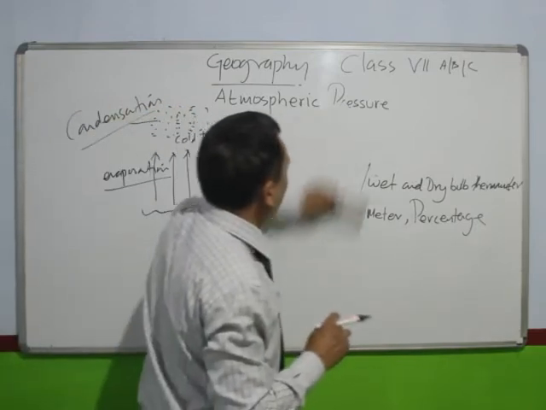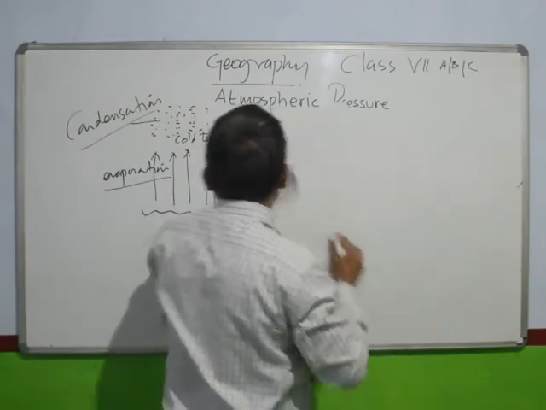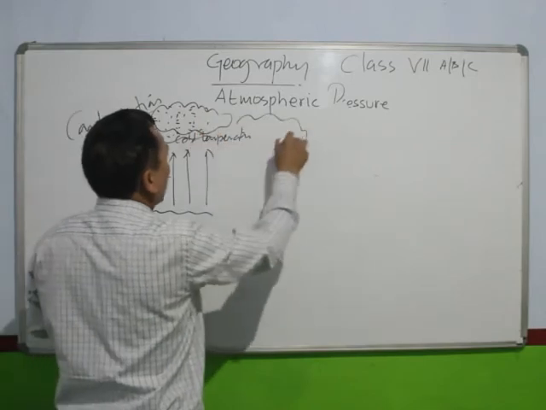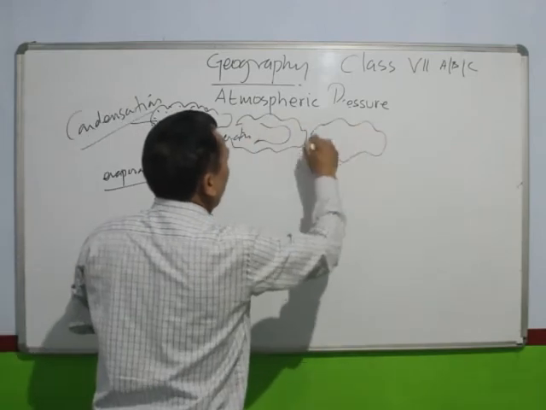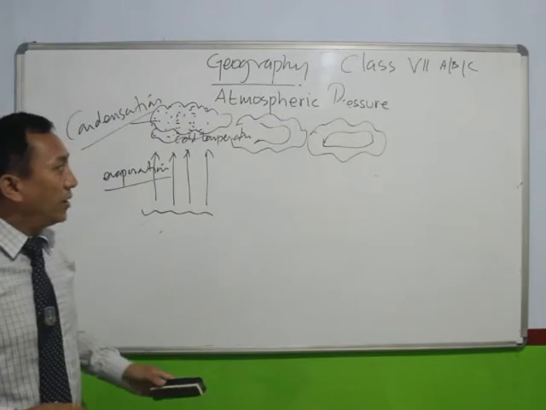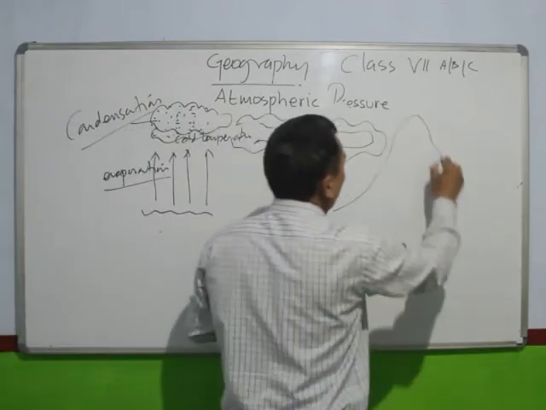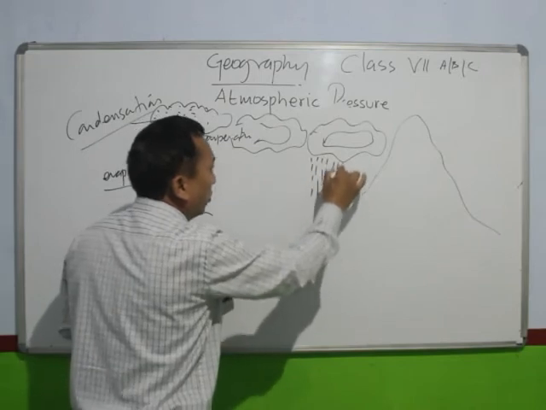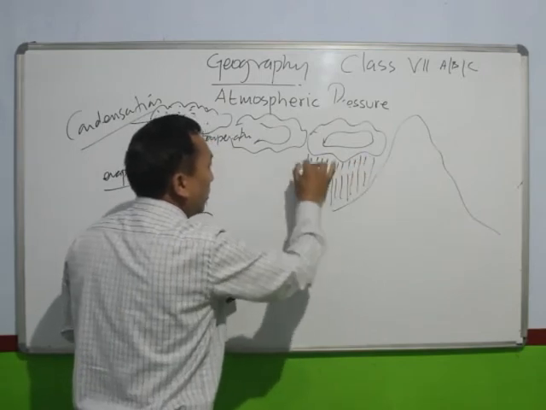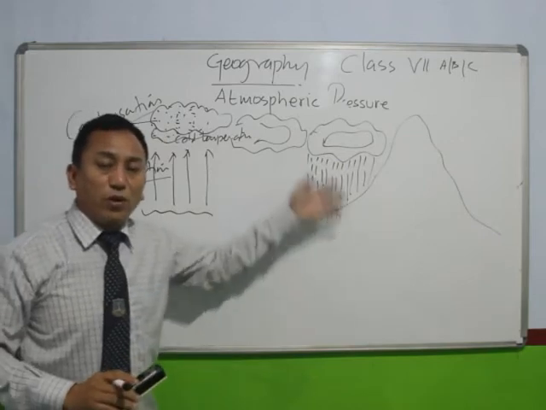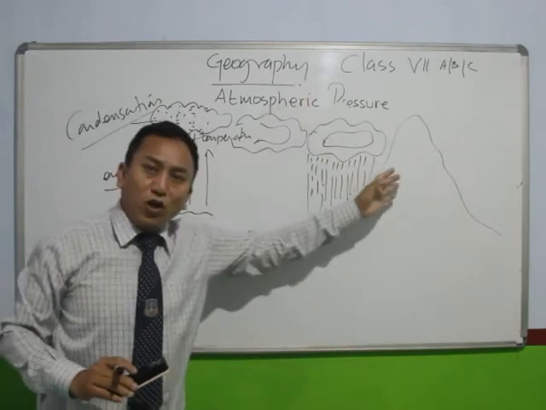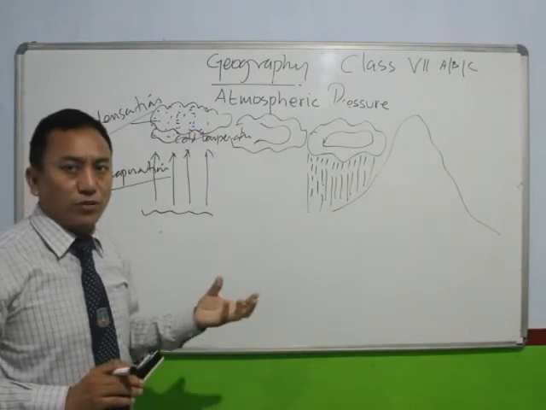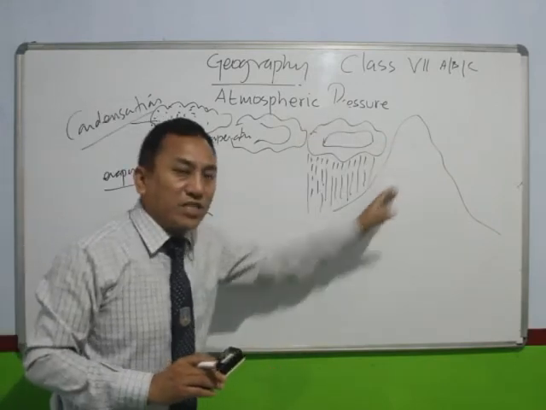Then what happens after condensation is formed? After some time, it results in the formation of clouds. Clouds are formed. And when the clouds reach a nearby mountain, what happens? It is forced to give all its water in the form of rainfall, or in the form of snowfall if it's in a very cold place, or in the form of sleet or hailstones. This process is called precipitation.